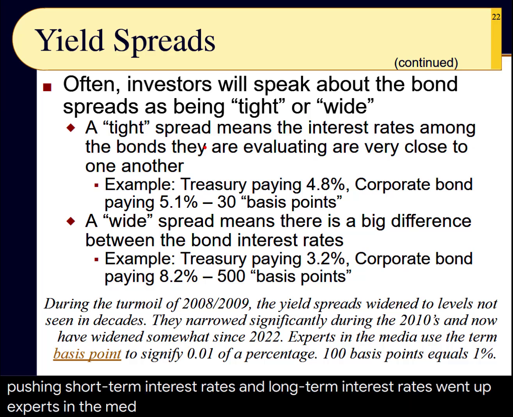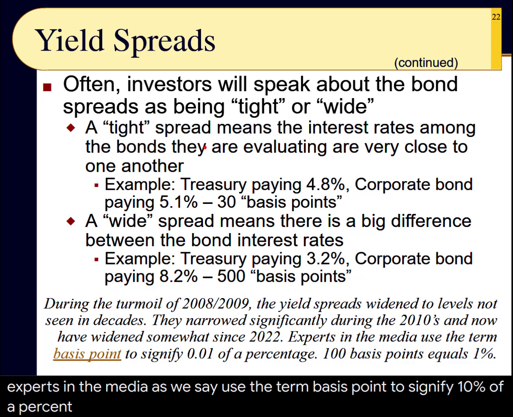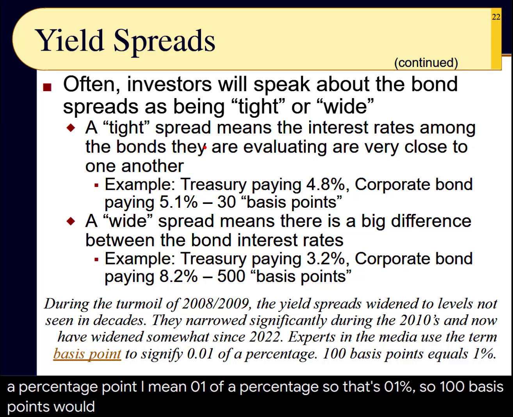Experts in the media, as we say, use the term basis point to signify 0.01 of a percentage, so that's 0.01%. So 100 basis points would be 1%.